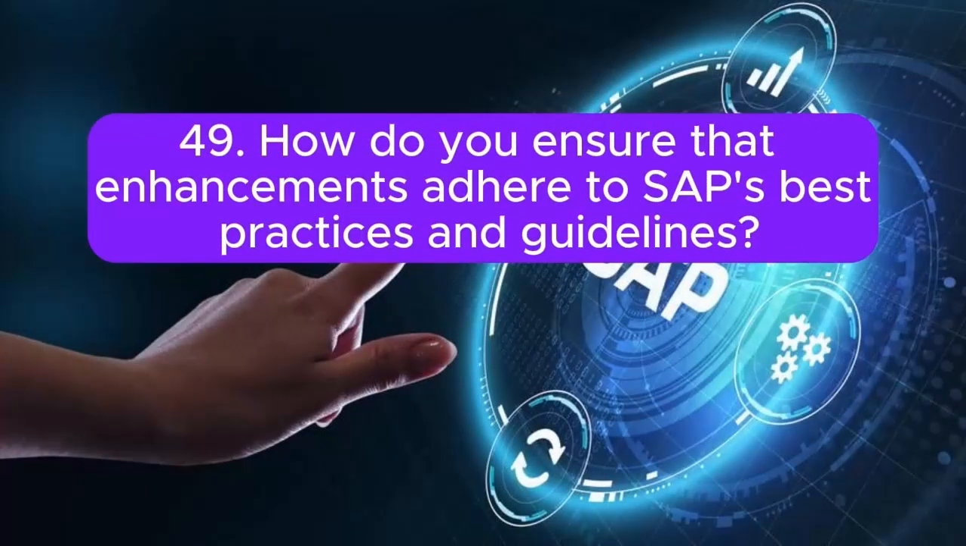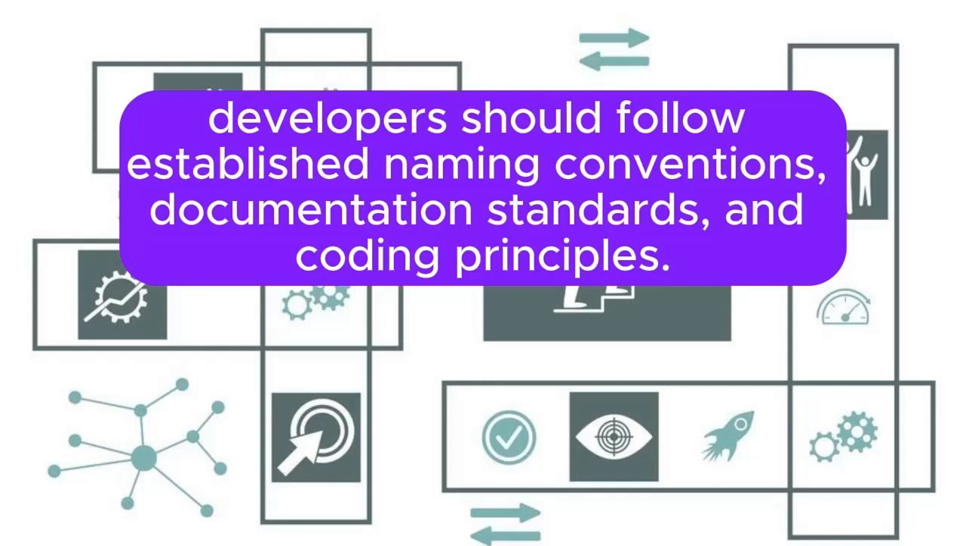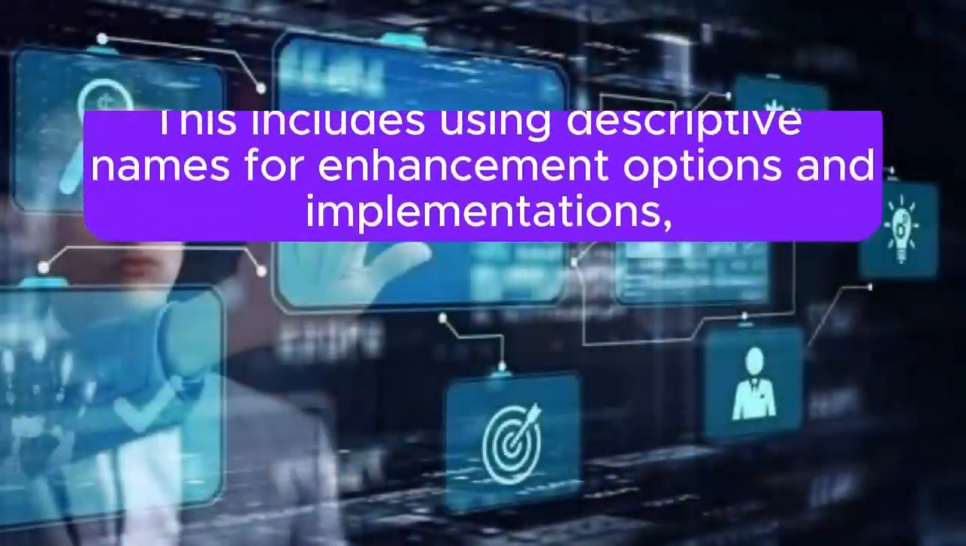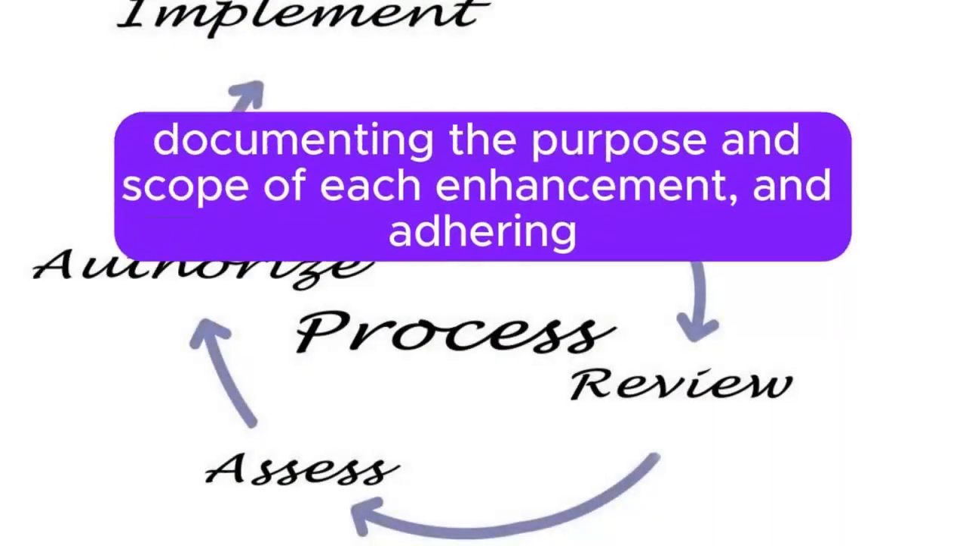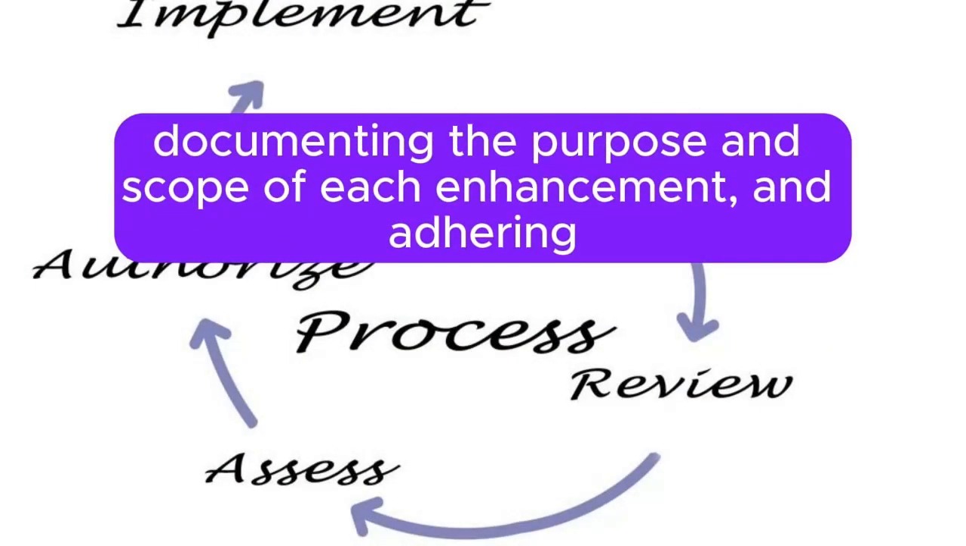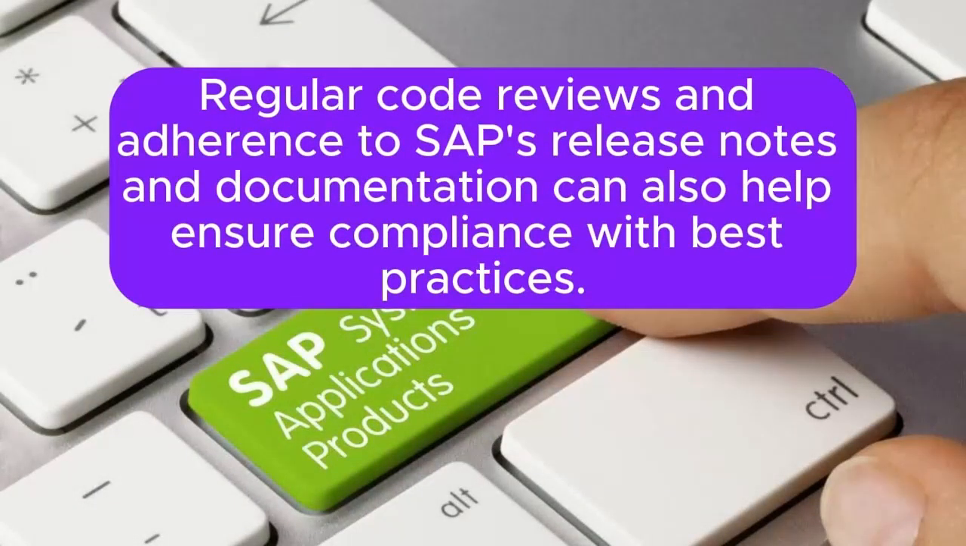49. How do you ensure that enhancements adhere to SAP's best practices and guidelines? Answer. To ensure that enhancements adhere to SAP's best practices and guidelines, developers should follow established naming conventions, documentation standards, and coding principles. This includes using descriptive names for enhancement options and implementations, documenting the purpose and scope of each enhancement, and adhering to SAP's guidelines for coding style, performance optimization, and security. Regular code reviews and adherence to SAP's release notes and documentation can also help ensure compliance with best practices.